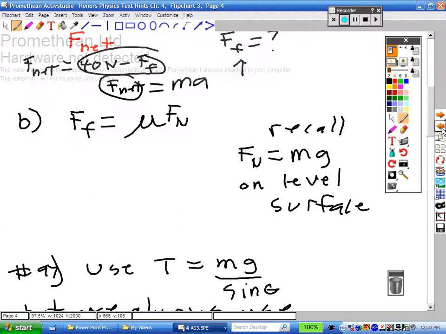Part B, the force of friction equals mu times the normal force. Remember, mu is the coefficient of friction. The normal force is just the force of something pushing back up to not be crushed. The normal force on a level surface is always mg, the same as the force of gravity.